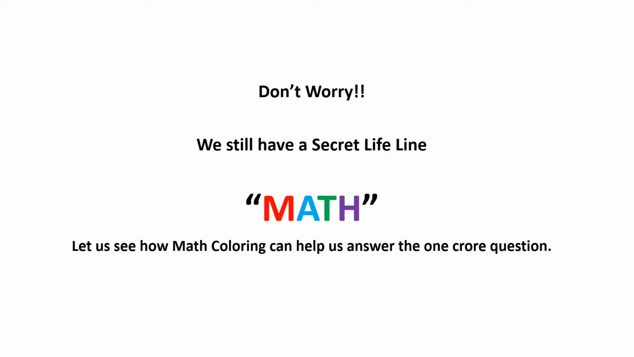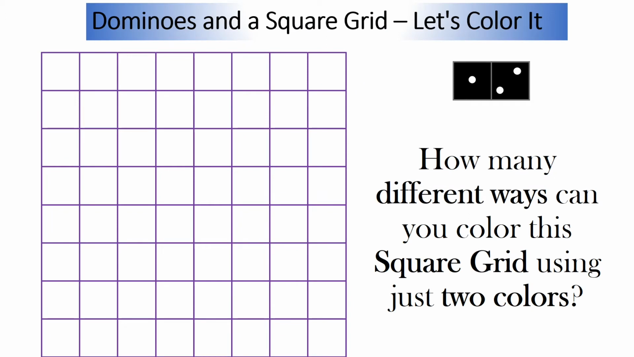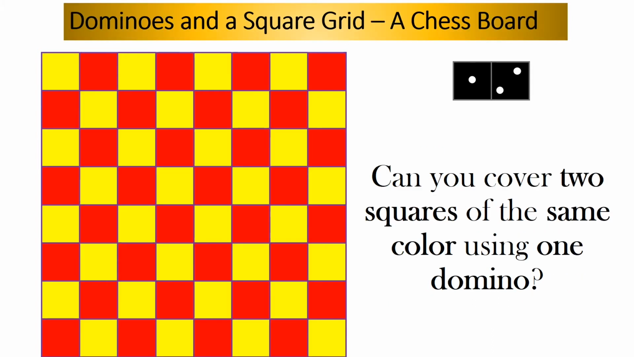So let's get back to the initial problem. We have an 8 cross 8 square grid. The question is how many different ways we can color the square grid using just two colors. One option is to color the first row with red, the second row with yellow, the third row with red, the fourth row with yellow, and so on. But is there any other way to color? Yes, let's see. Wow, this looks like a chessboard. What we have done is we have colored the diagonals alternately with yellow and red.